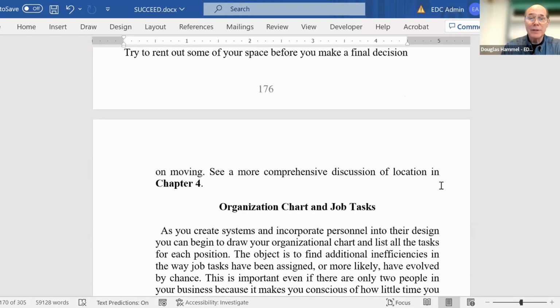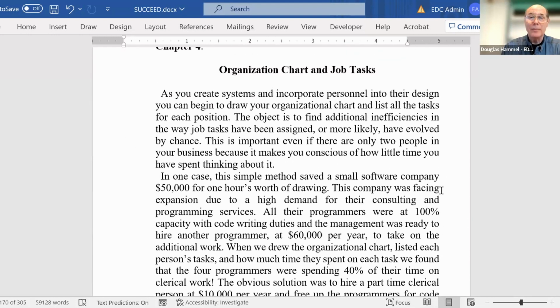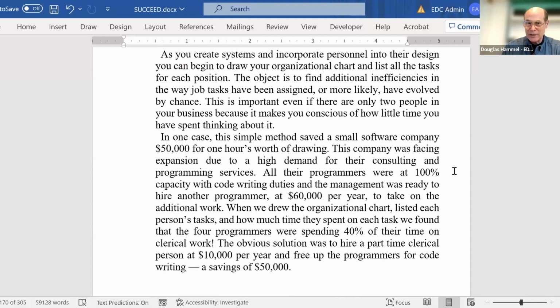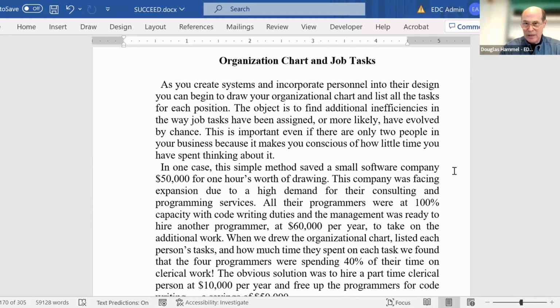Okay, now let me just see if there's anything else I want to tell you. Oh, here's an interesting example. Part of this is that at some point you will need to draw your organizational chart. Because now you've created jobs, but have you codified the jobs? You codified the system itself, but now jobs inhabit these systems. So have you created jobs that make sense in this system?